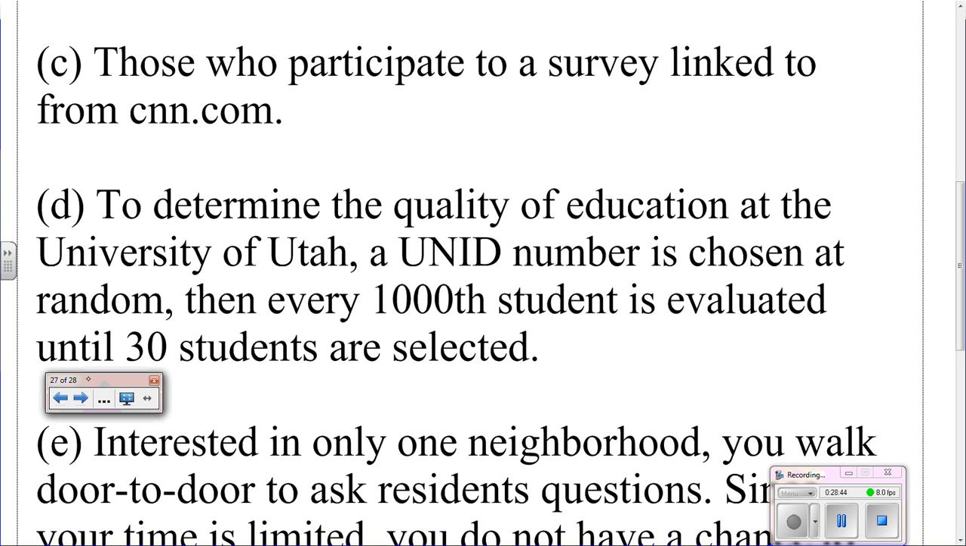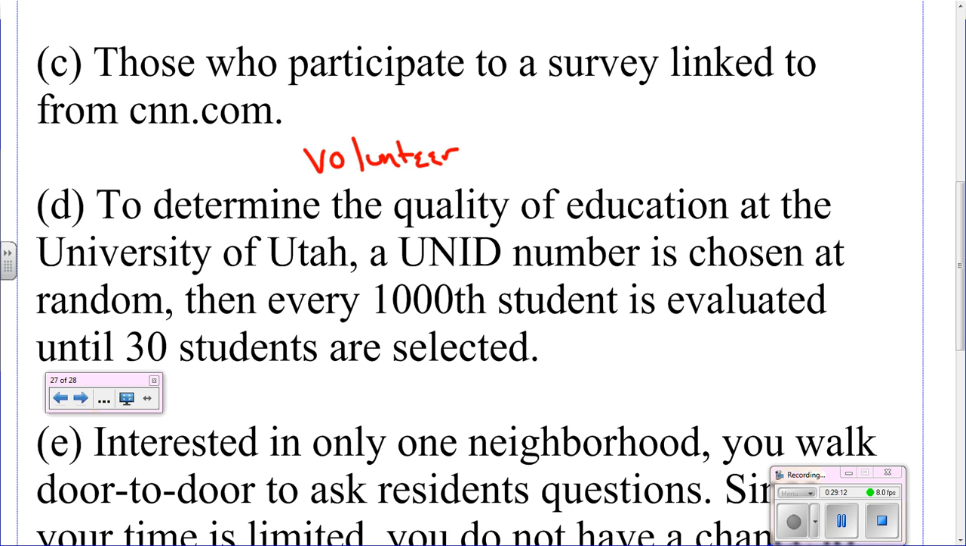Next will be those who participate in a survey linked from CNN.com. That would be a volunteer sample. They're willing to go online, go to CNN.com, and fill out the survey. So they're picking their answers, filling out a survey, but we can't force them to do that. They're doing it all on their own.